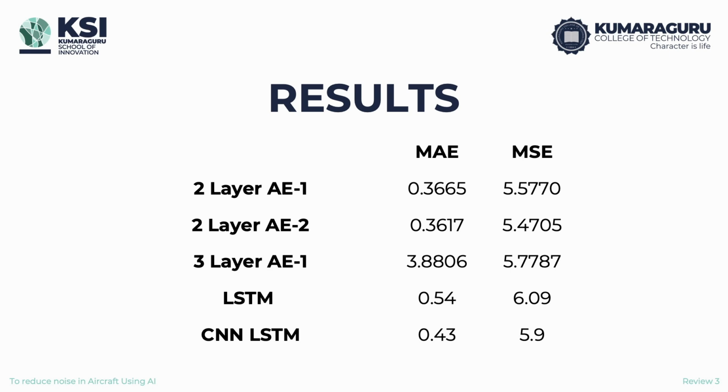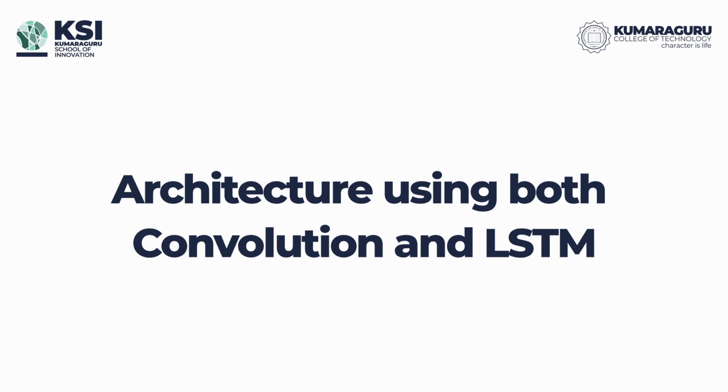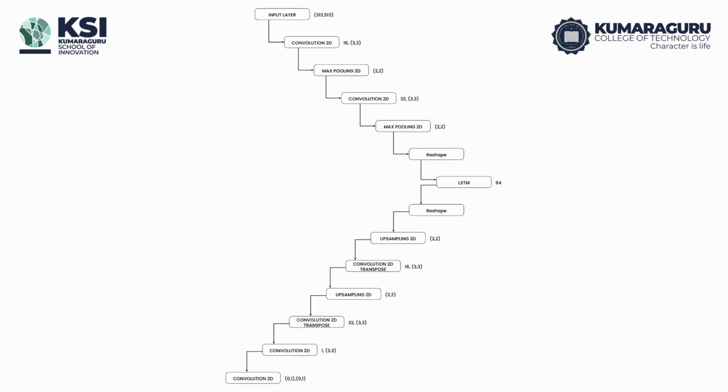Later we found this LSTM didn't work well. It was not what we expected. So we thought, what if we combine both of them? I mean extract the features using convolution and then extract the temporal information using LSTM. So we built our own architecture using both convolutions and LSTM. We used convolution layers to extract the features, and then an LSTM layer with 64 units inside the bottleneck. So basically the encoder and decoder are convolutional, and in between, inside the latent space, there is an LSTM.